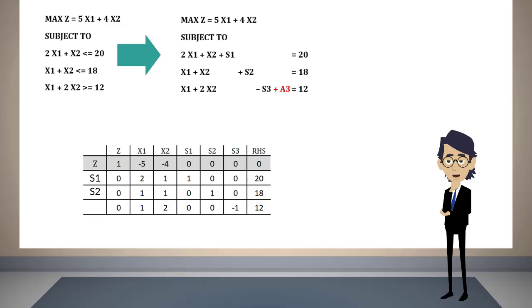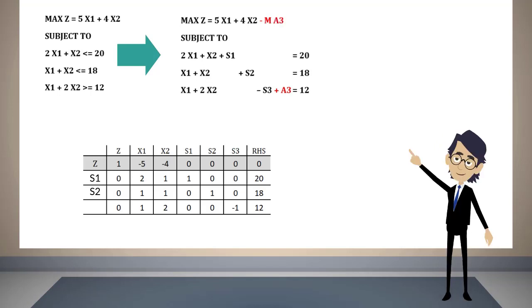One way to force this variable to have a value of 0 in the solution, is to assume that this variable causes a very big loss of profit. And then the method will force the variable A3 to have a 0 value when the problem is finished. To achieve this, we will say that the coefficient of A3 in the objective function is -m, where m represents a very big value.